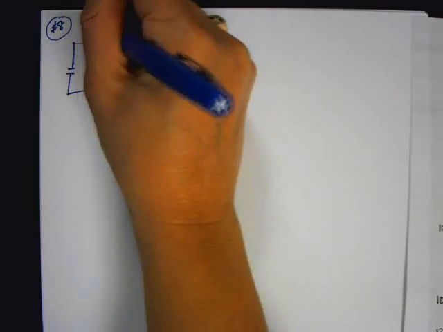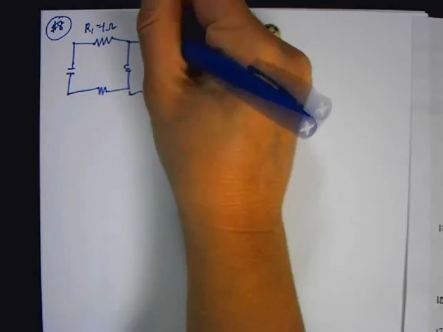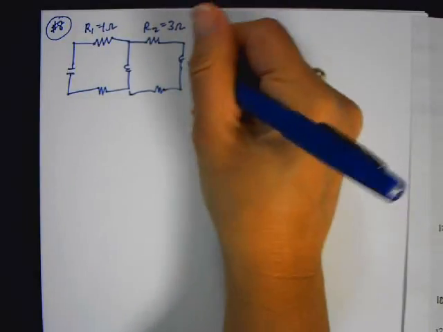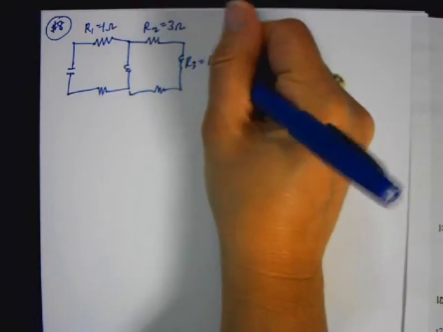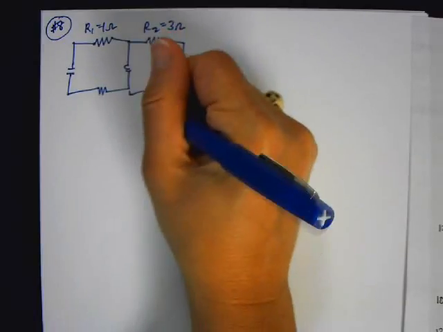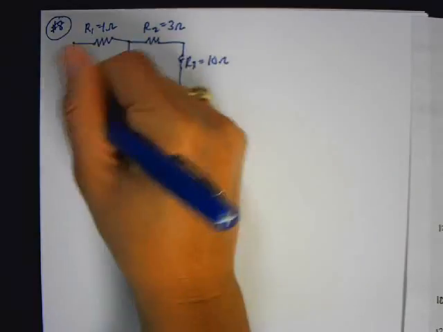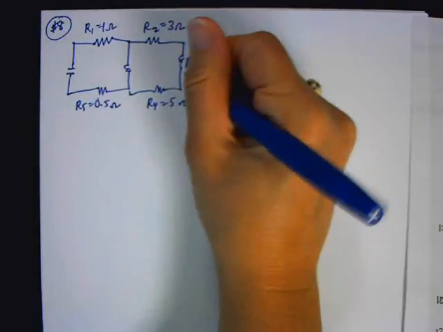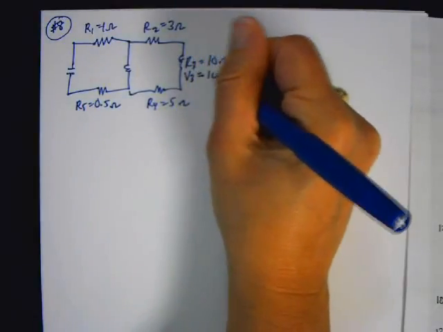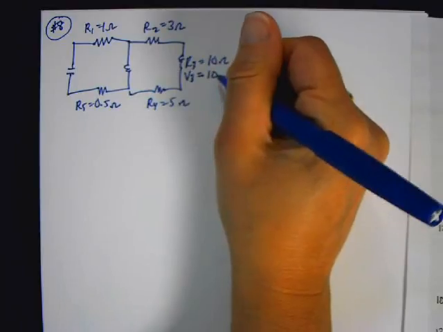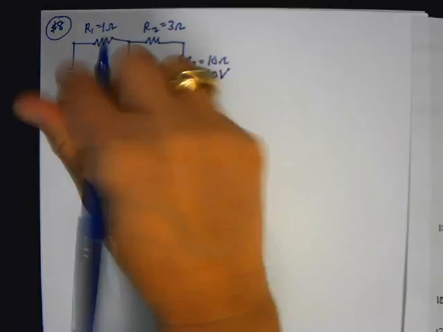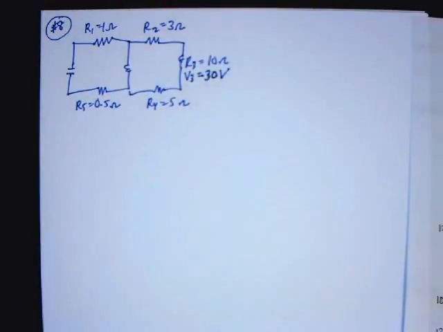So R1 is 1 ohm, R2 is 3 ohms, R3 is 10 ohms, R4 is 5 ohms, and R5 is equal to 0.05 ohms. And they tell us that V3 is equal to 30 volts. So they don't tell us the voltage of the source.